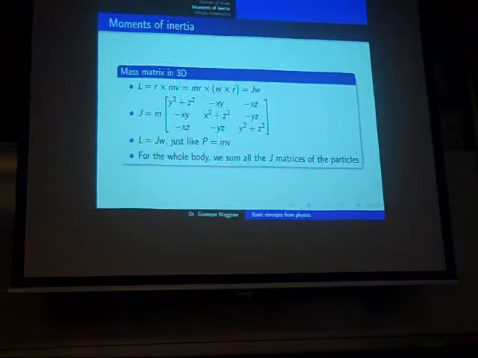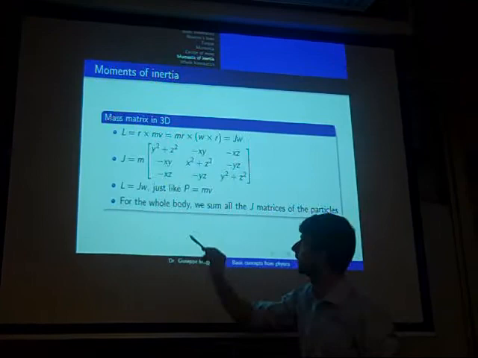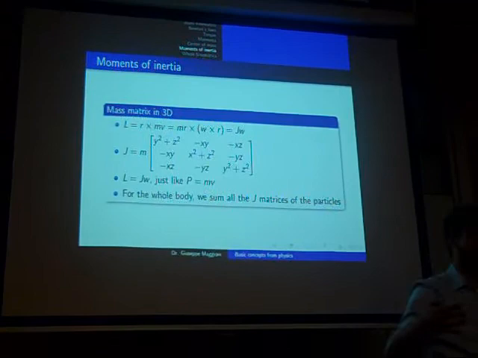And now, what happens is that L, for just a single particle, is equal to J times W. Right? Just a single particle, the particle x, y, z. Just like P equals MV. You see the similarity? So, this is the mass of the freight train that makes it dangerous, even if it's slow, right?